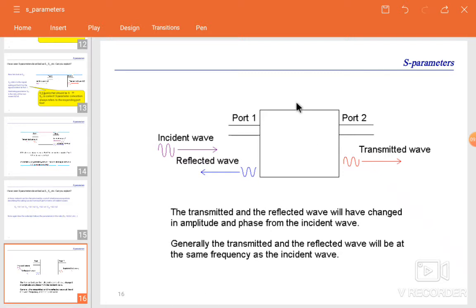See, in this figure we have seen that the incident wave is coming into the two-port network, and the transmitted wave is traveling outside the two-port network. The reflected wave is shown in this way. The transmitted and reflected waves will have a change in amplitude and phase from the incident wave. Generally, the transmitted and reflected waves will be at the same frequency as the incident wave.